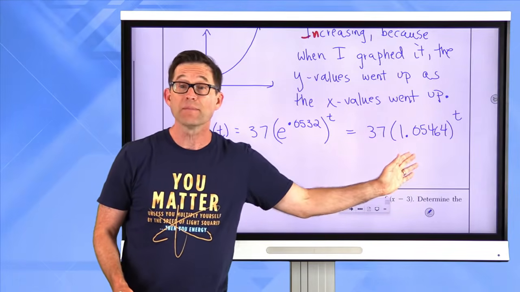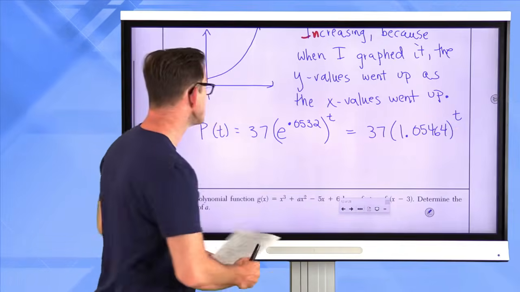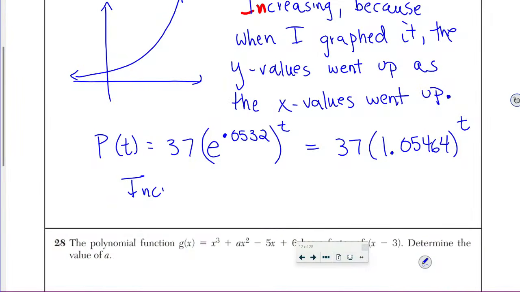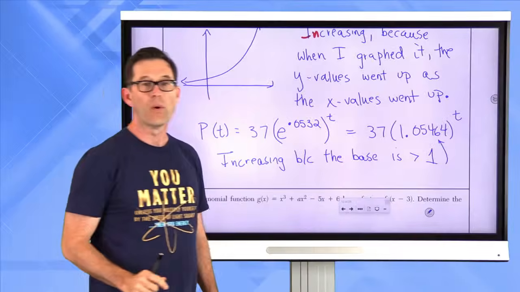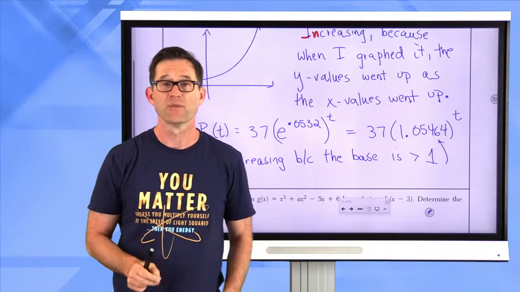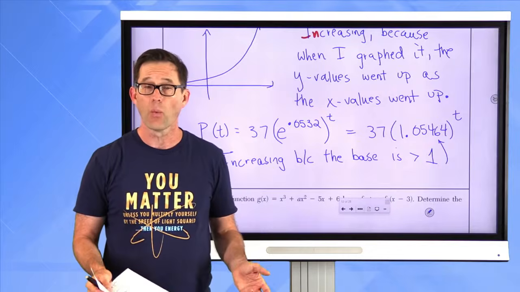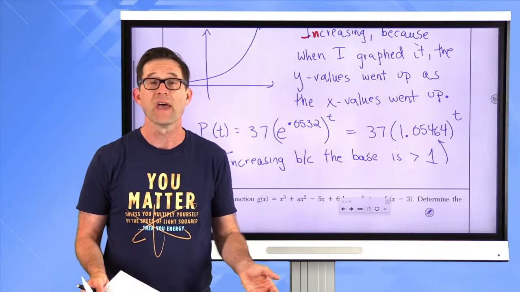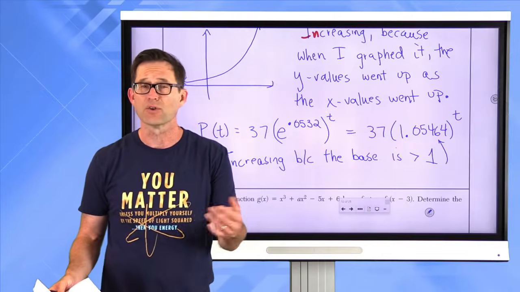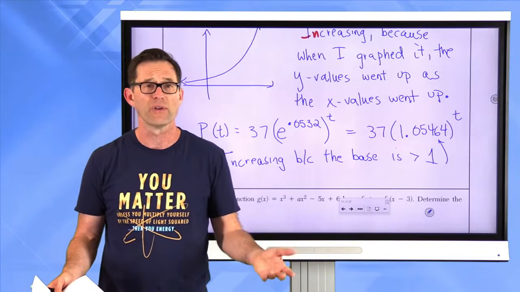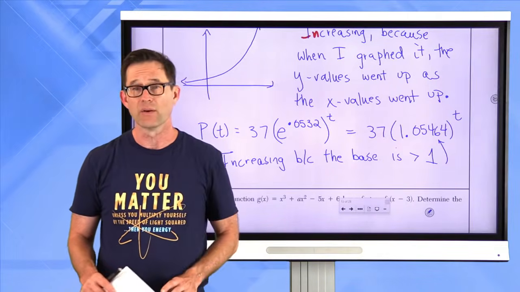And once we have an exponential model in this form, and by this form I mean a times b to the t, we could say it's increasing because the base is greater than 1. That's ultimately what we can always look at when it comes to an exponential function. Is the base greater than 1, or is it between 0 and 1? If it's greater than 1, then the exponential function increases, and if it's between 0 and 1, like 0.5, 0.75, 0.2, whatever, then it decreases.